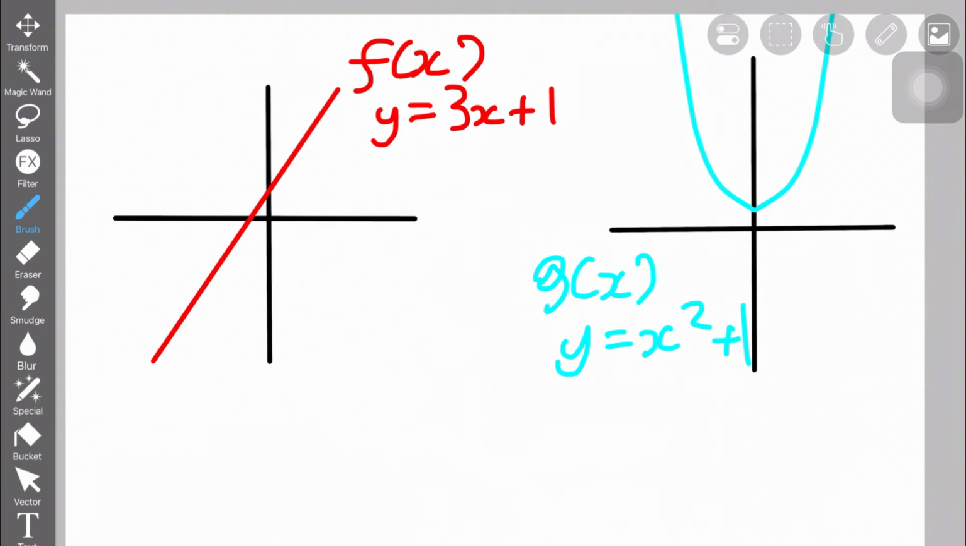I have two functions here. So the first is f of x, where y is 3x plus 1. Now, what if I were to say, can you find the gradient of each of these functions? What's the gradient? The gradient is rise over run, right? It's how much y changes when x changes a certain amount.